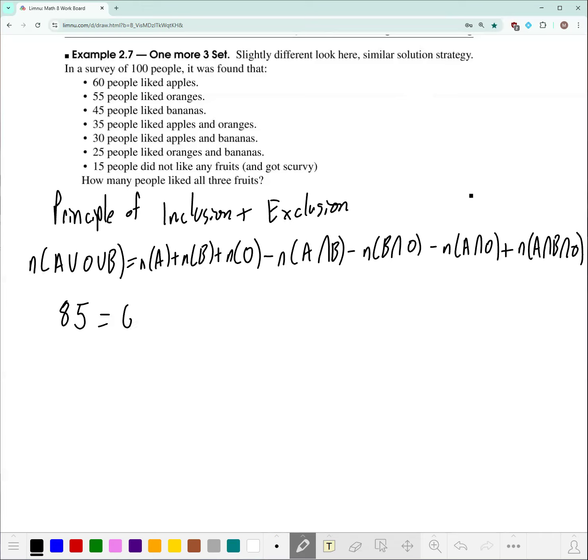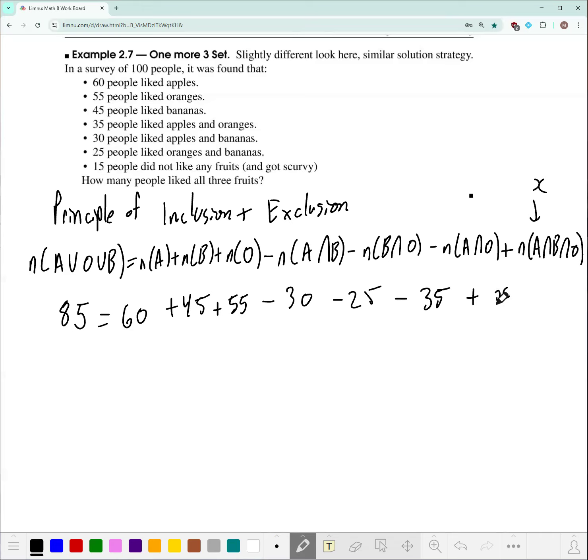The number of people who liked apples was 60. Bananas was 45. Oranges was 55. Subtract apples and bananas, 30. Oranges and bananas, 25. And then apples and oranges was 35. Plus, and I'm just going to call this X.